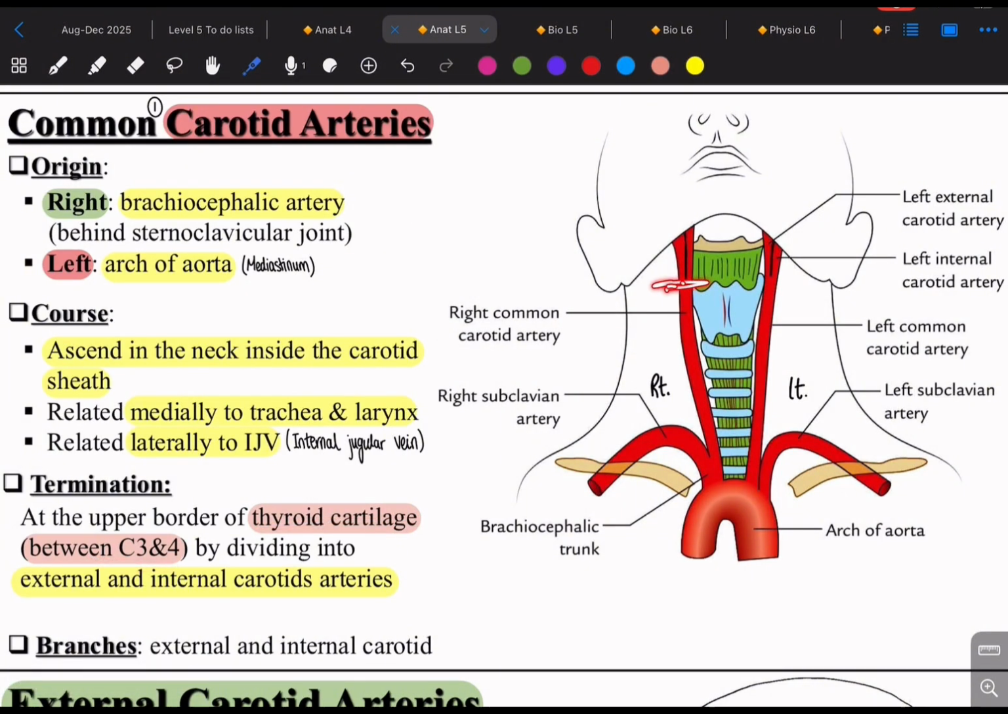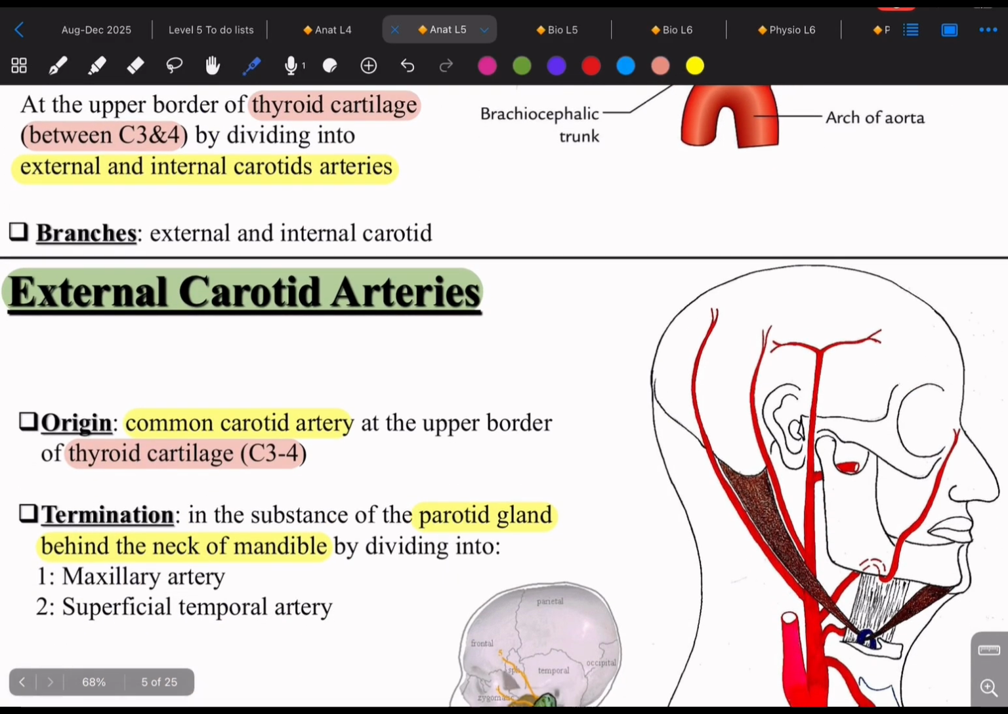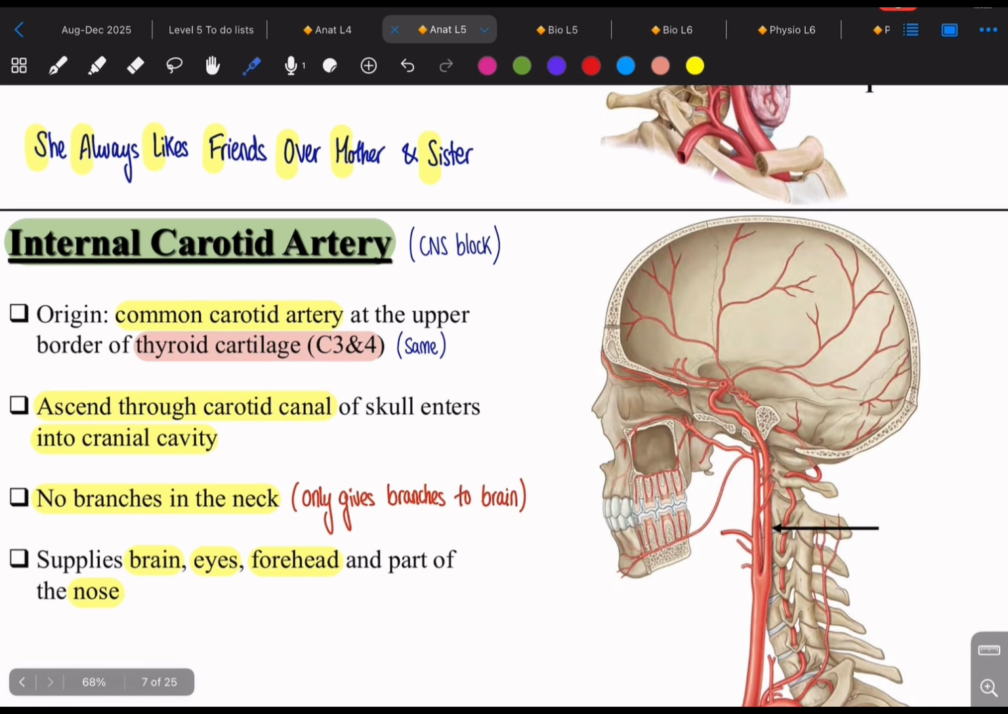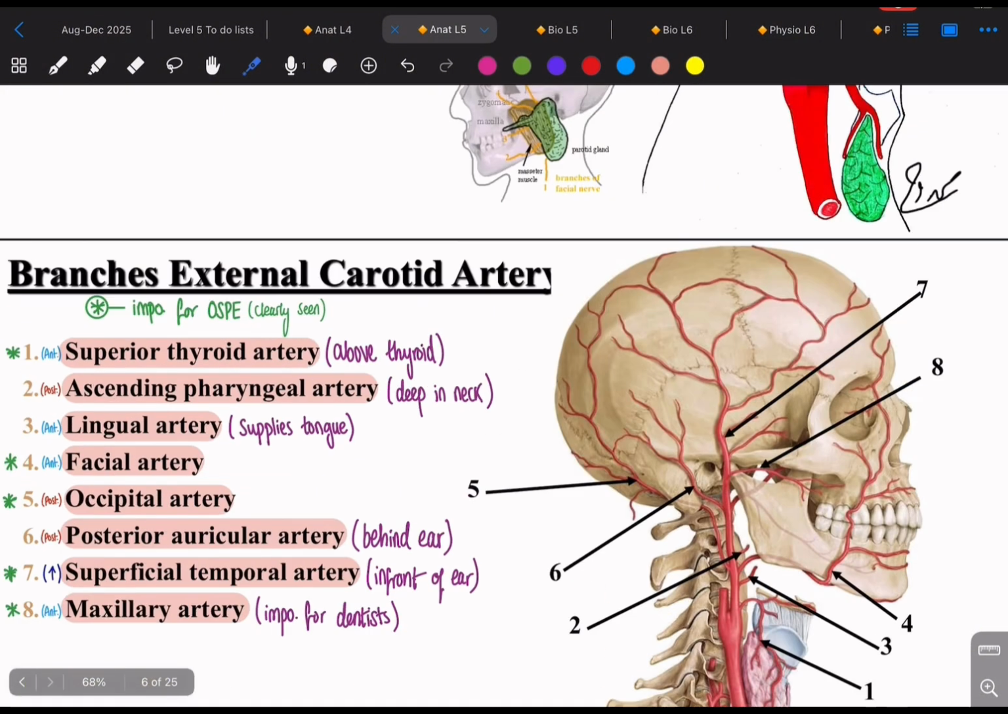That means that's going to be the origin for the external and internal. The external carotid artery and the internal carotid artery both have the same origin. Okay? Because they're both at the area where the common carotid terminates. So their origin is going to be the common carotid artery, of course, and they branch from it. And exactly where? At the upper border of the thyroid cartilage at C3, C4. Okay? So we're done with the origin.